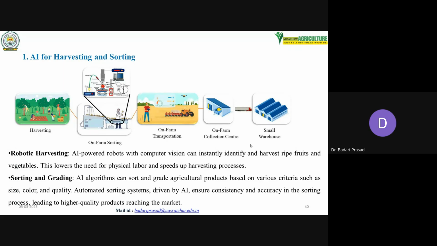Similarly, sorting and grading. These algorithms can sort and grade agriculture products based on various criteria such as size, color, and quality. Automated sorting systems driven by AI ensure consistency and accuracy in the sorting process, leading to higher quality products reaching the market. Nowadays, many supermarkets and big markets have deployed these systems, making their work very easy, and high quality products are available in the market.